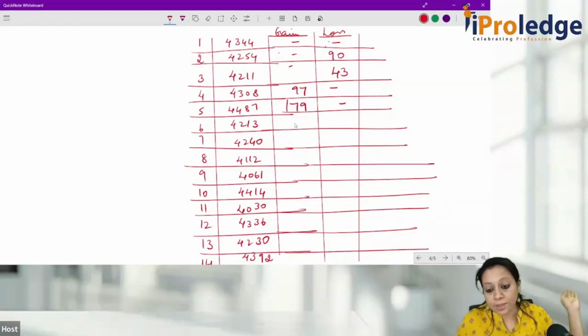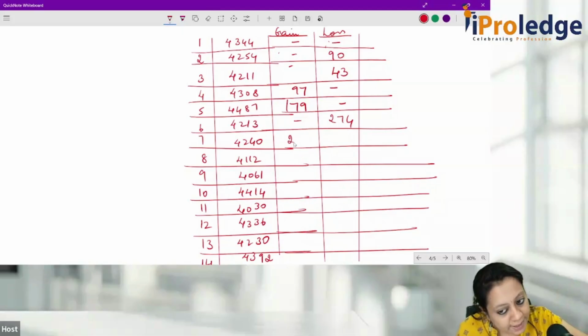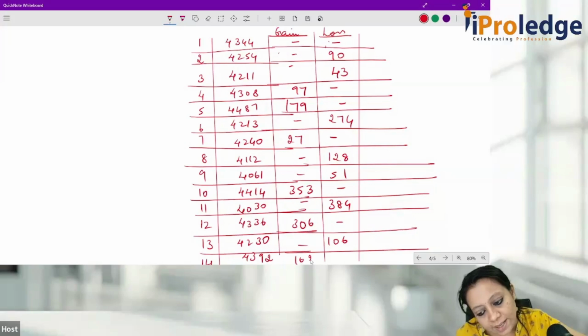Then 274 is a loss. Then 27 is a gain. Then 128 is a loss. Then 51 is a loss. 353 is a gain. And then 384 is a loss. 306 gain, 106 lost, 162 gained.